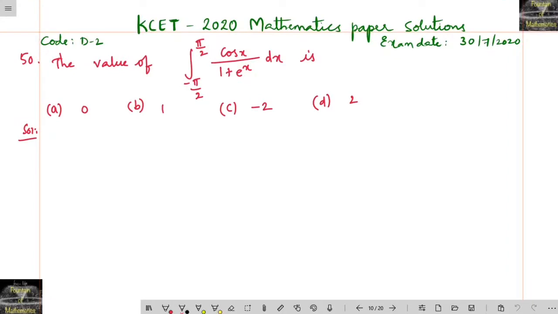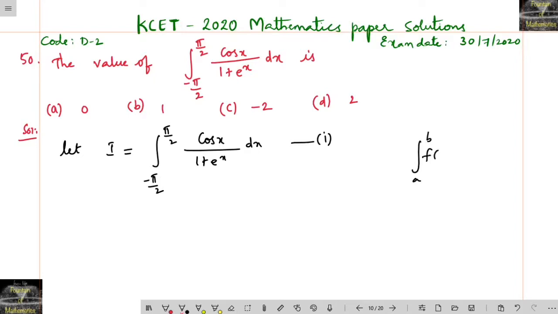So the integral from −π/2 to +π/2 of cos x divided by 1 + e^x dx. Let me take I equal to the integral from −π/2 to +π/2 of cos x divided by 1 + e^x dx. Make this equation 1. Now let me apply the property: the integral from a to b of f(x) dx is equal to the integral from a to b of f(a + b − x) dx. We can use this property, right? So I can use the same.